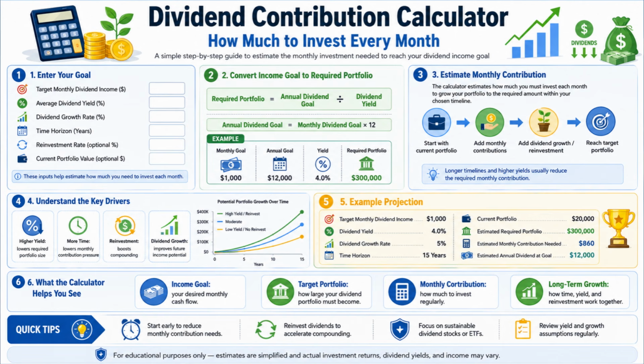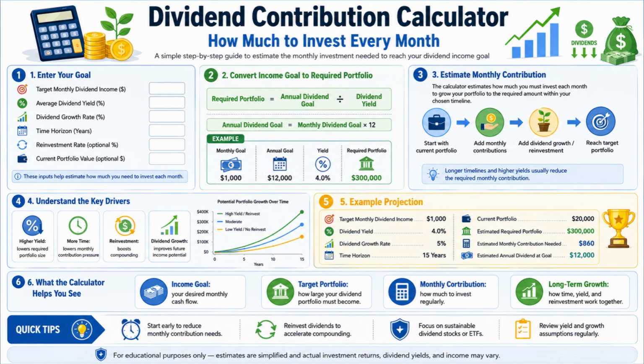Meanwhile, there are a few practical tips to remember. Starting early can reduce your monthly contribution needs because time allows compounding to do more of the work. Similarly, reinvesting dividends can accelerate growth over time. It is also wise to focus on sustainable dividend stocks or dividend ETFs instead of chasing unrealistic yields. In the same way, reviewing your yield and growth assumptions regularly can help keep your plan realistic and updated.